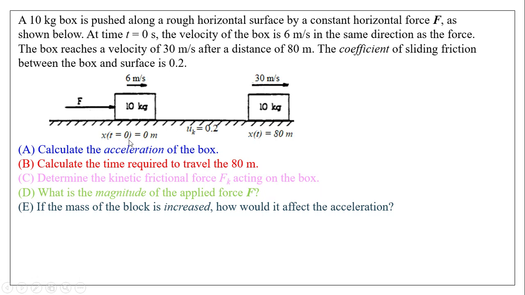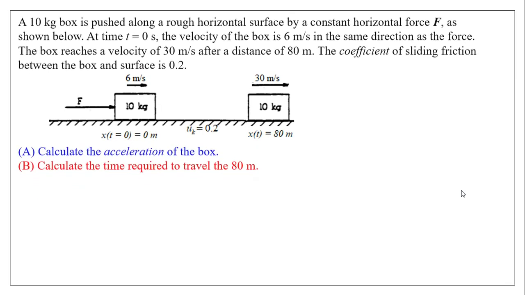Okay, so here at the bottom it says the position at time equal to 0 is 0 meters, which is just fancy for saying the initial position is 0 meters. And then here the coefficient of kinetic friction between the box and the surface is 0.2, and the final position here is 80 meters, which is essentially what is stated in the wording. Alright, so here's A, B, C, D, and E. If you need to, pause the video and write these parts down and keep up.